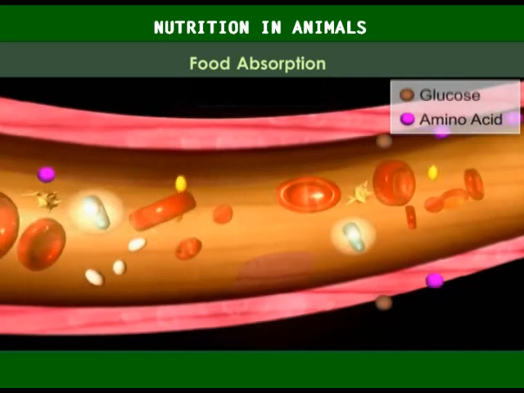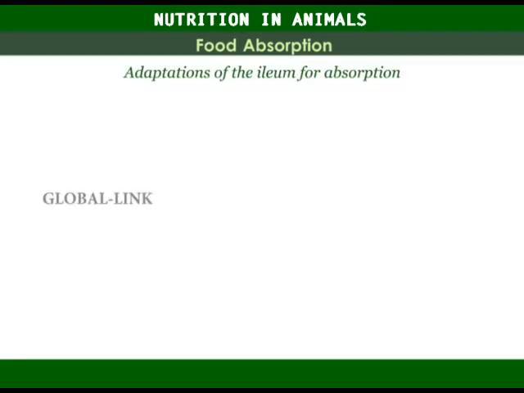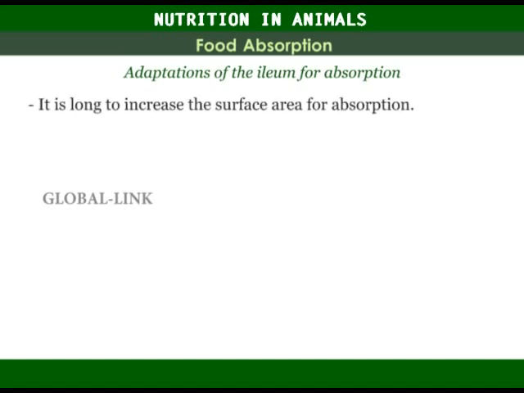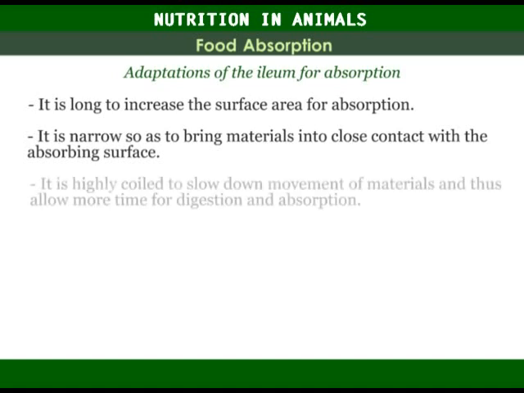The ileum is where absorption of digested food substances occurs, and it is adapted to its function in the following ways. It is long and therefore provides a large surface area for absorption. In addition, it is narrow so as to bring digested food materials into close contact with the walls of the ileum for easier absorption. It is highly coiled in order to slow down movement of food and allow more time for digestion and absorption to take place.